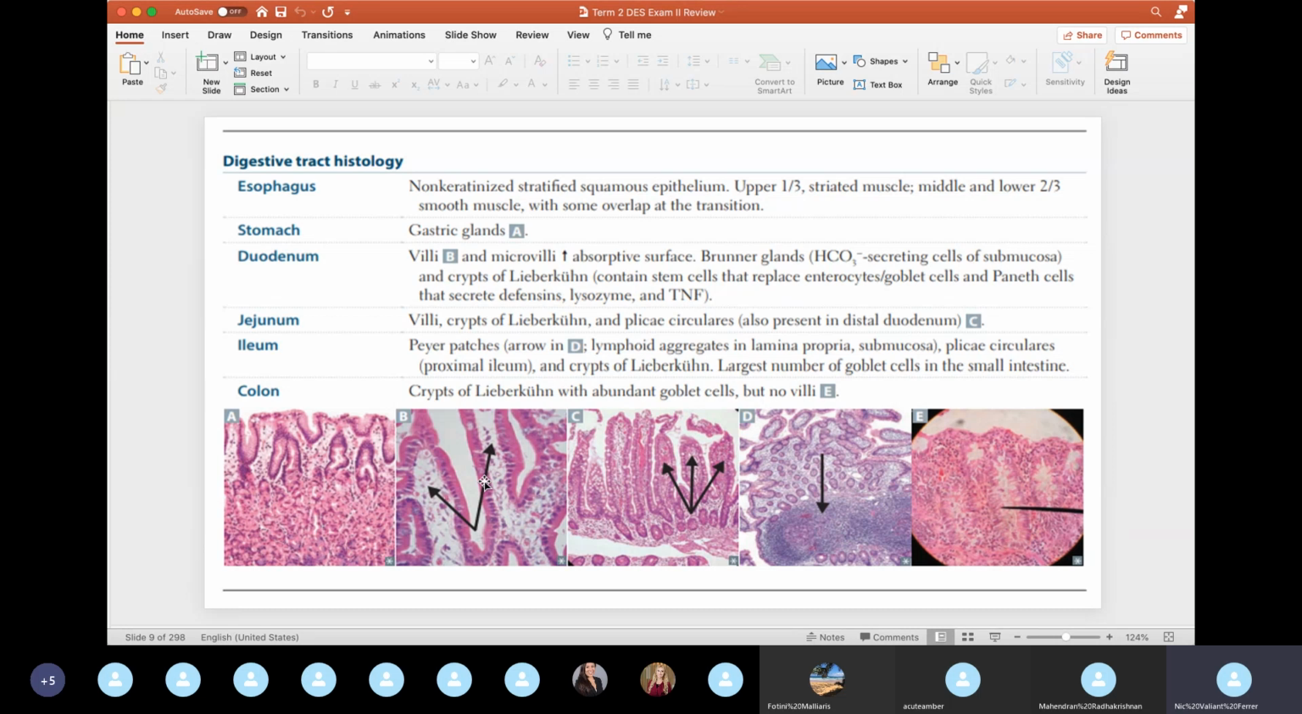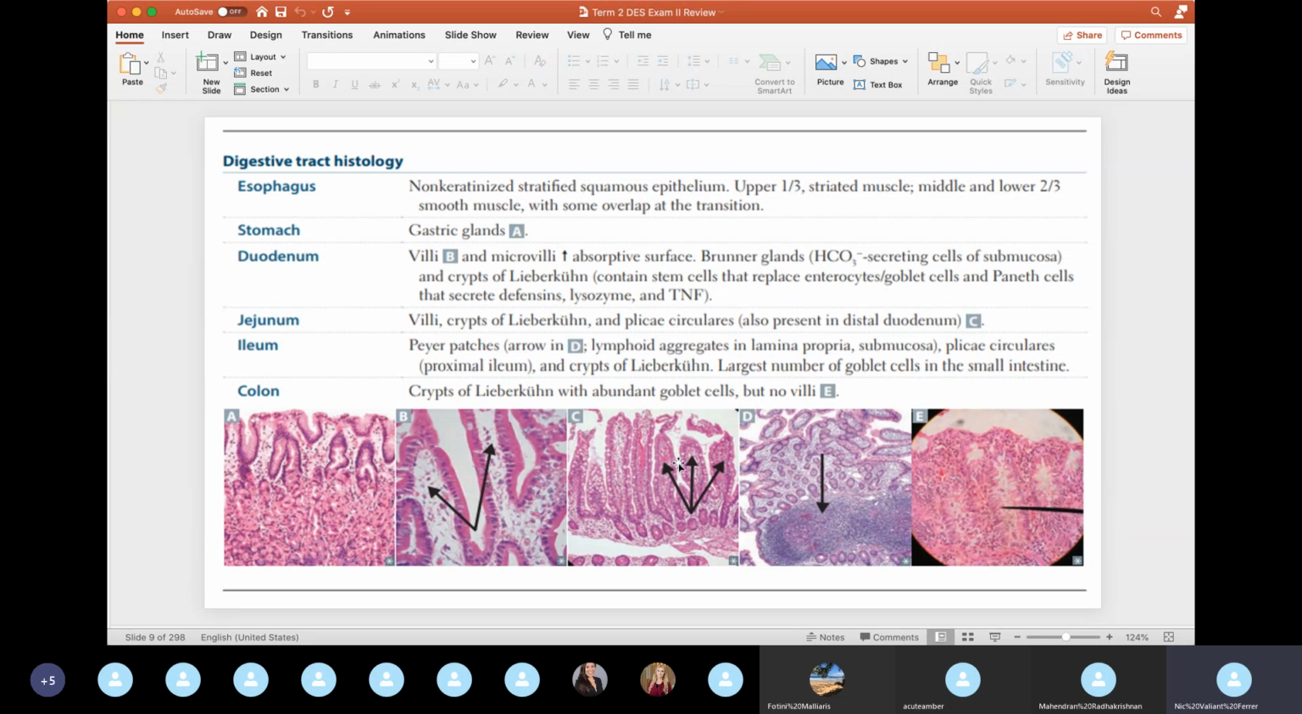And what else in the duodenum? Crypts of Lieberkühn. What's the function? It contains stem cells. Why? Because it replaces your enterocytes and the goblet cells. And you can also find Paneth cells there. These are your immunologic cells. They secrete what? Defensins, lysozymes, and tumor necrosis factor, or TNF.